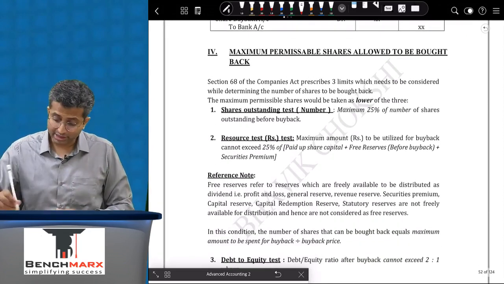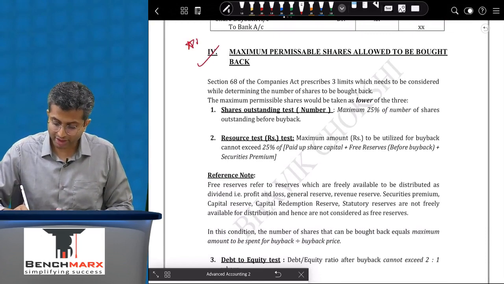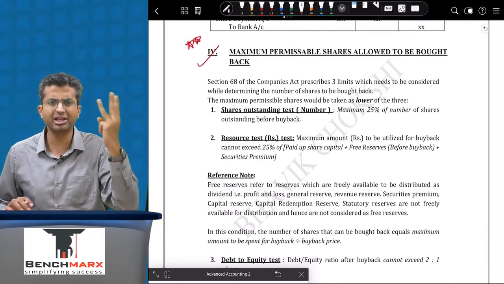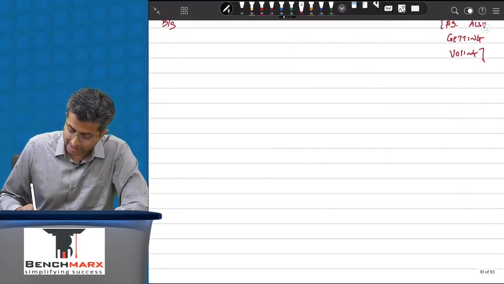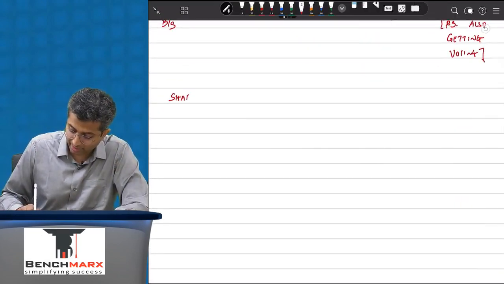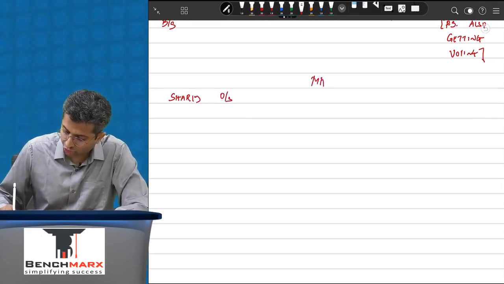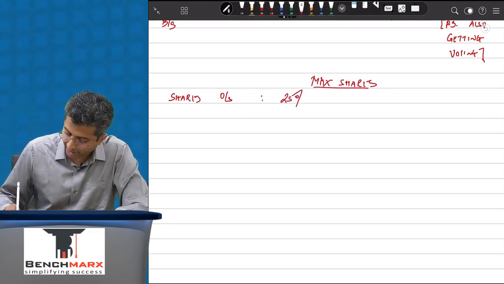Now the next important section over here is the limits. We had not discussed the limits of buyback. There are three limits that you have to remember as a part of the buyback process. First is the shares outstanding limit. The maximum number of shares that you can buy back is up to 25% of the number of shares.